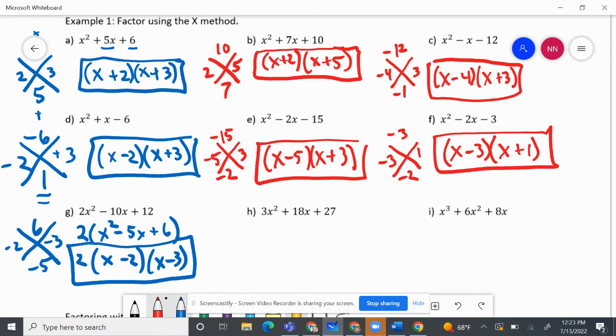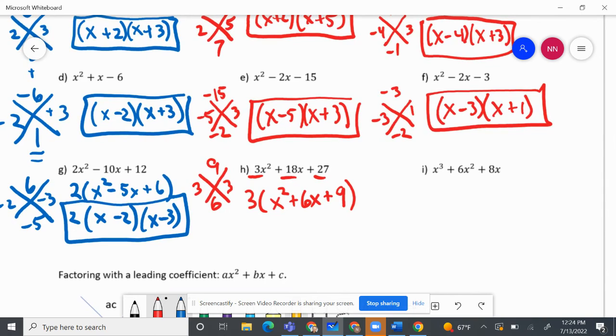For letter H, we're looking at each one of these. We see that they have a 3 in common. So we first factor out a 3, and we get x squared plus 6x plus 9. And then we're looking for two numbers that multiply together to give us 9 and add up to 6, and that would be 3 and 3. Because those are the same, I'm going to write it as a square binomial. So that would be x plus 3 squared.